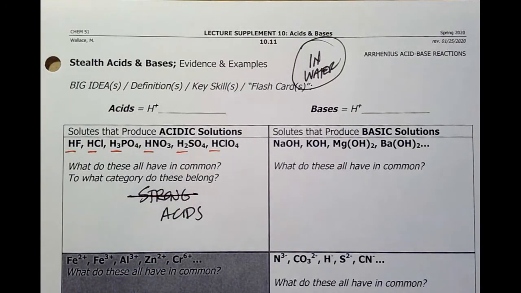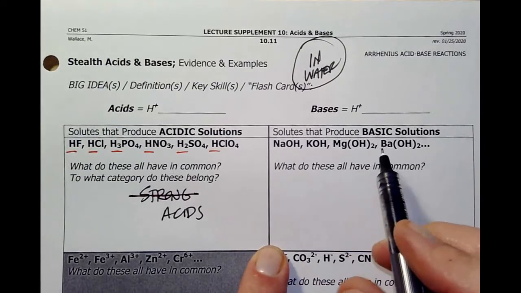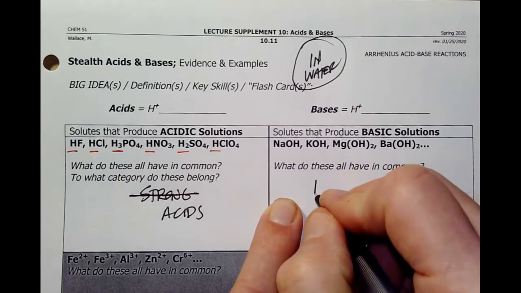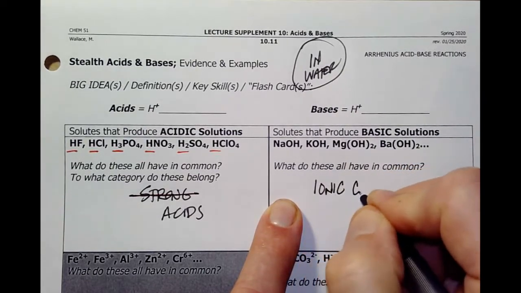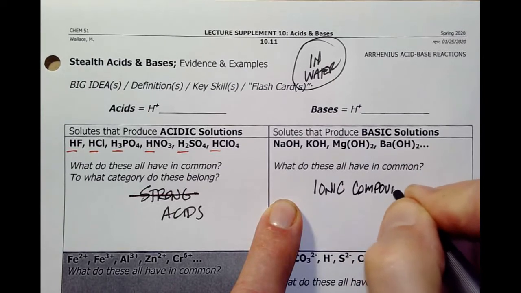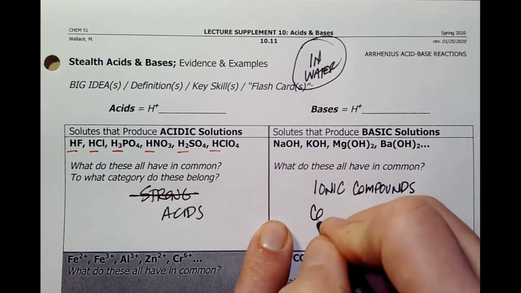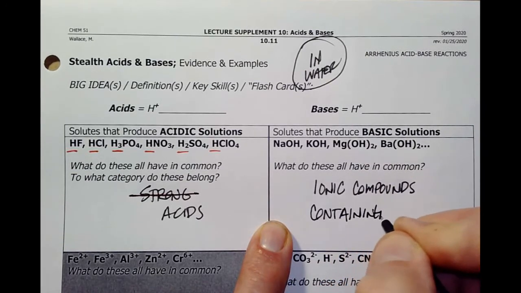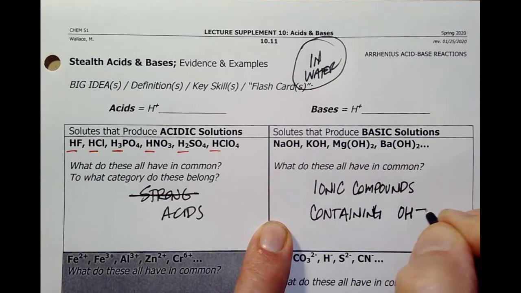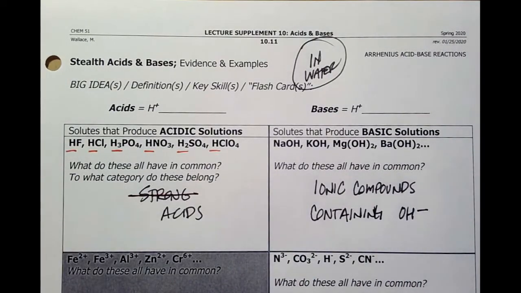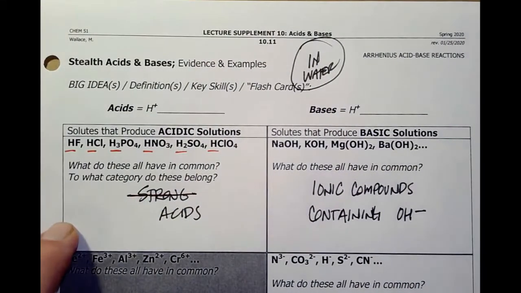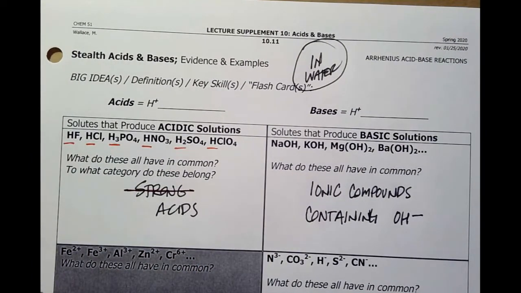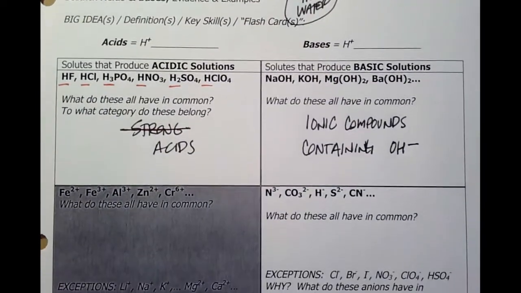They're the acids. Things that produce basic solutions, these are ionic compounds that have hydroxide, like we just said. So ionic compounds containing hydroxide, containing OH minus. No surprise. Acids produce acidic solutions. Compounds that have hydroxide produce basic solutions.